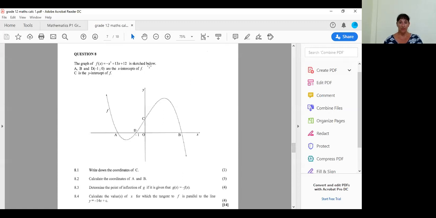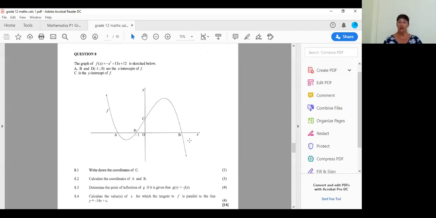This one gives you the graph's equation, right? But they also give you the sketch of this function. And so this falls under graph interpretation. And they ask you various questions based on the graph itself. So there are various things that you need to look out for when it comes to these questions.